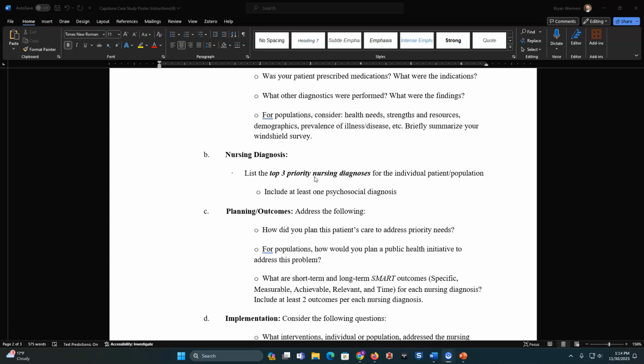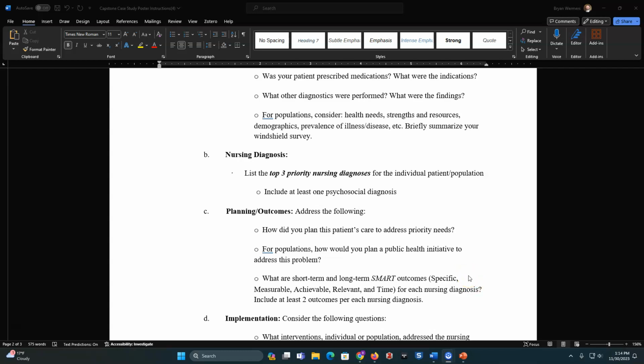Next, move on to planning and outcomes. Address those priority needs. First, of course, what are they? And then how did you address them? You're not doing populations this year, so that's not a concern. Short-term and long-term SMART goals. So SMART goals are specific, measurable, achievable, relevant, and time-bound. So make them so that you can say yes or no at the end of that. Did they hit this? Yes or no?